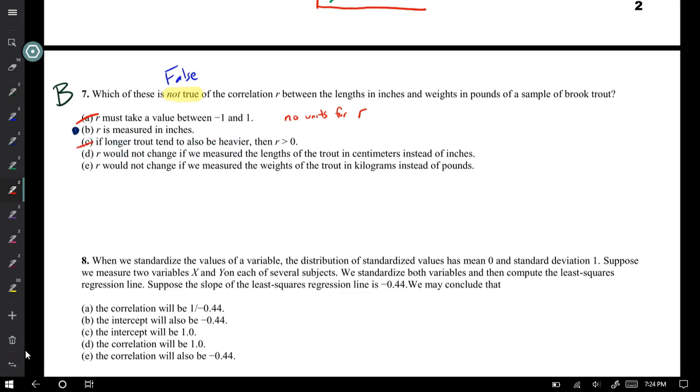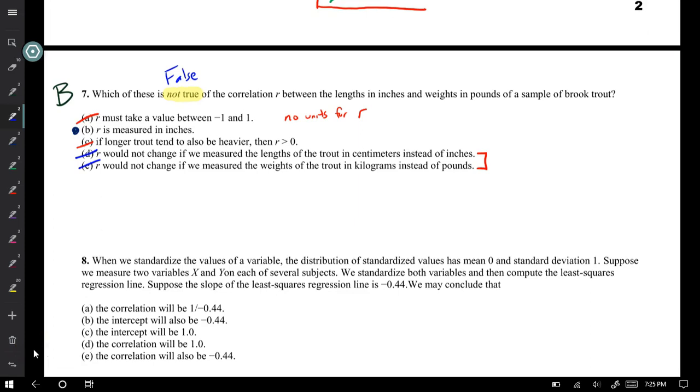R would not change if we measure the lengths of the trout in centimeters instead of inches. R would not change for choice E if we measure the weights. So these two are very similar. This was actually talked about in the first video, that the correlation does not change when you convert between units because R is calculated from standard scores. So it is not D and E. B is wrong. There are no units for R. They are measured from standard scores in the case that we dealt with before.